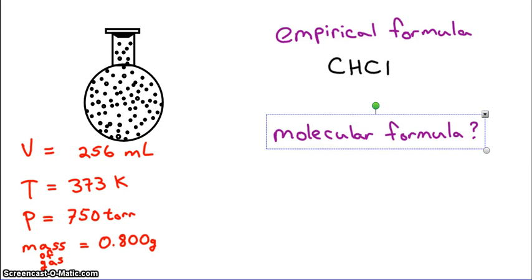Problem number 76. We are told that we have a compound with the empirical formula of CHCl. This compound is in a 256 milliliter flask at a temperature of 373 Kelvin at a pressure of 750 torr, and then the mass of the gas in the flask is 0.8 grams. We need to determine what the molecular formula is.